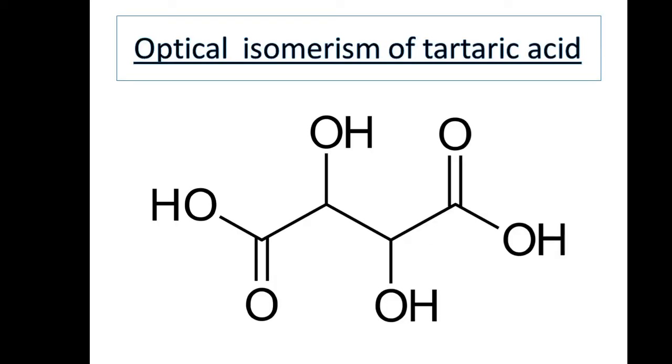The next example is tartaric acid. The formula of tartaric acid is COOH, CHOH, CHOH, COOH. How many stereogenic or asymmetric carbons are present in tartaric acid? Only 2 stereogenic carbons. One is this one, where the carbon is connected to a hydroxyl group, this group, this side, and only hydrogen here. And the other stereogenic carbon is this one. So 2 stereogenic carbons are present in tartaric acid.